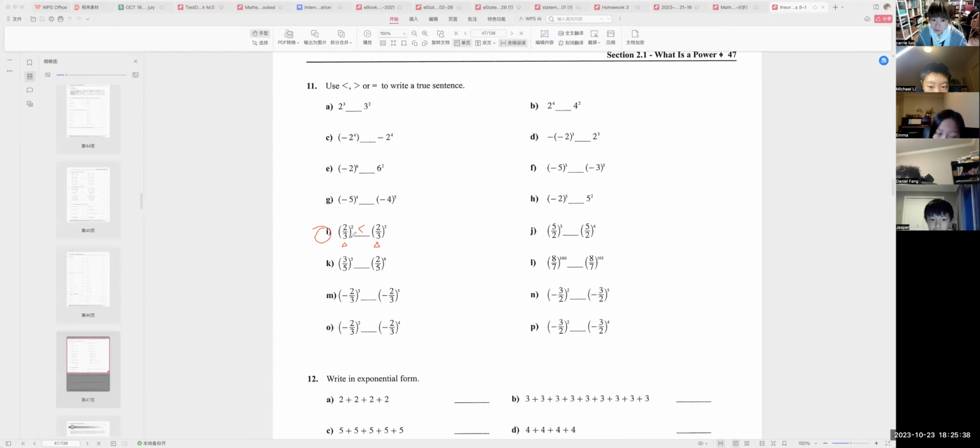So Daniel, 2 over 3 squared equals 4 over 9. Am I right? Yes. So Emma, 2 over 3 cubed equals what?